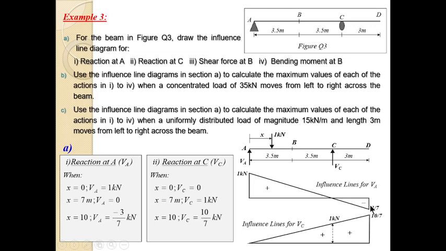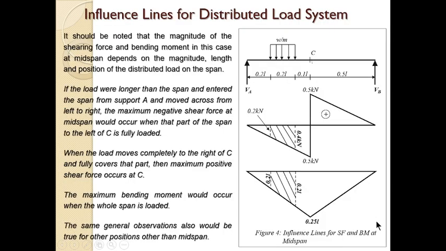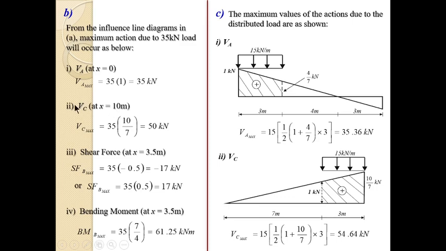So that means it is when the load is at point B, point D, that we will have the maximum reaction at C. So you place the 1 kilonewton load, and what is the coordinate there? 10 over 7. So this is why we come here. You will notice they say VC is when x equals 10, and VC will be 35 multiplied by 10/7, which gives us 50.